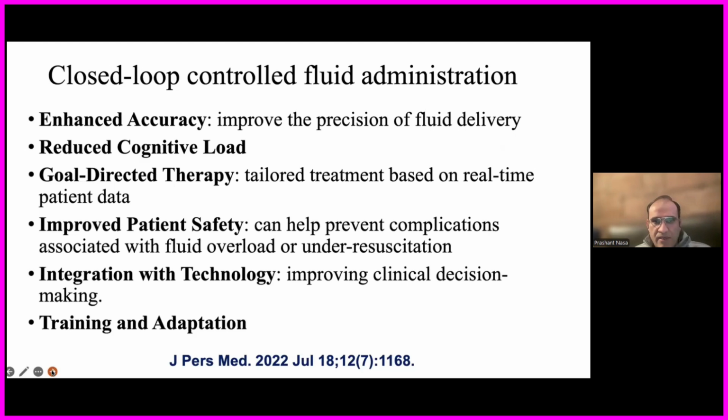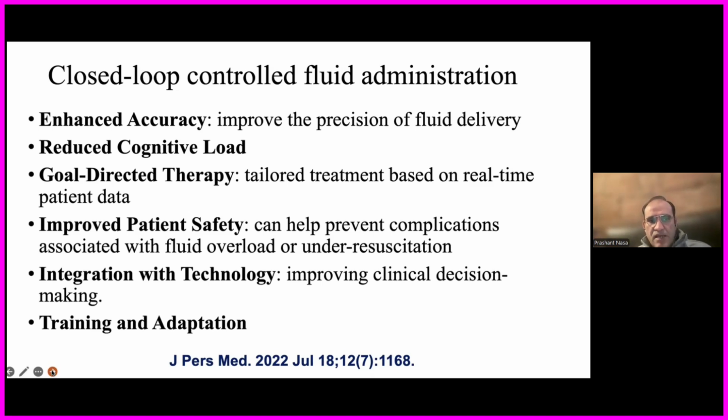So how has this been used? This review, which was published in 2022, tries to put this in context: how a closed loop mechanism can improve fluid administration by enhanced accuracy, because you are giving precision in the fluid delivery. You are personalizing the fluid delivery by looking at the electronic health record and integrating different sources of information, and also reducing the cognitive load. So instead of the physician making that decision based on his experience and understanding of this complex information, now this is being done by the machine, which is guiding the clinician whether to give fluid or not to give fluid.